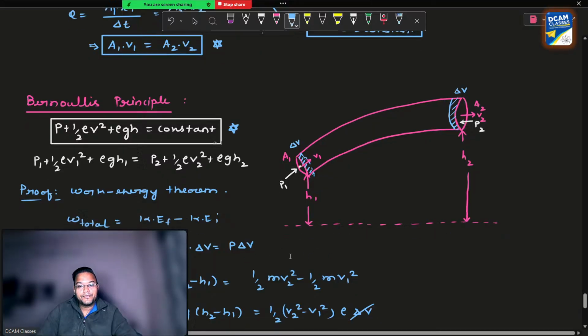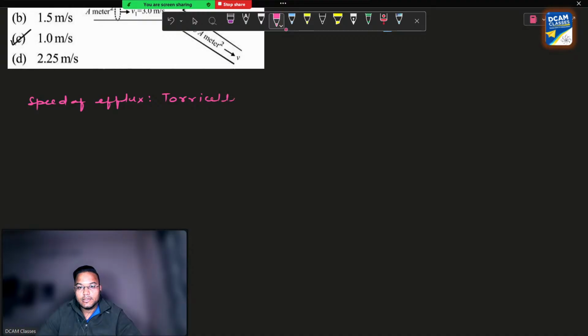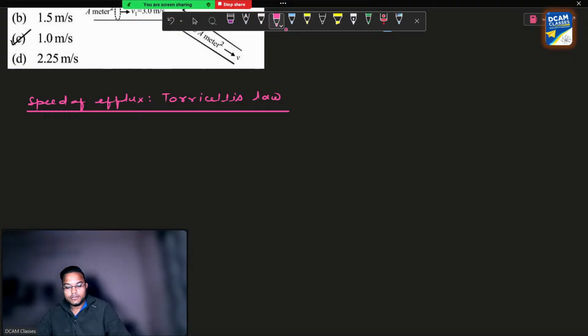Now let me tell you more applications. Next is Torricelli's speed of efflux, also known as Torricelli's law. Again, they may ask you in the form of a derivation, but you yourself will be solving it. It's not difficult. Let me give you the diagram for this first.